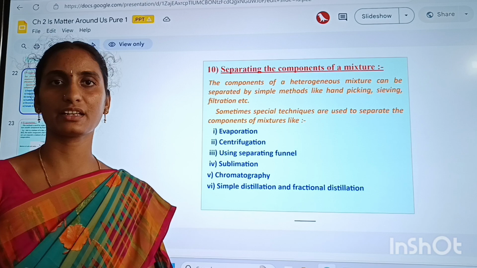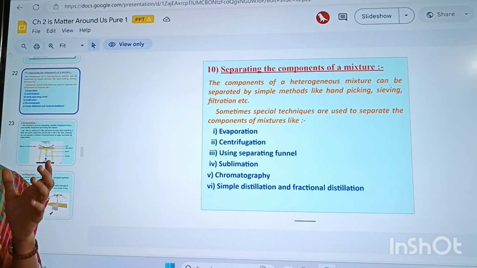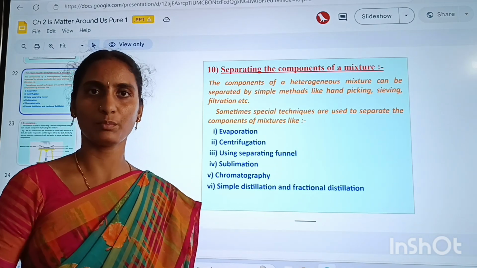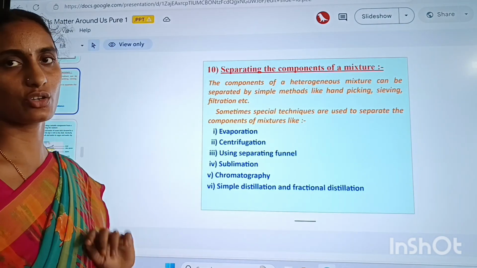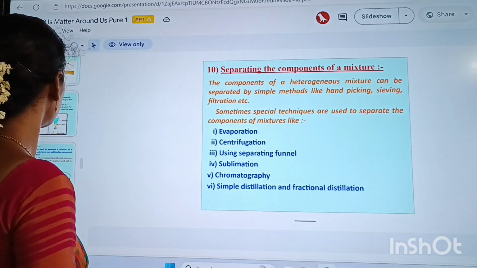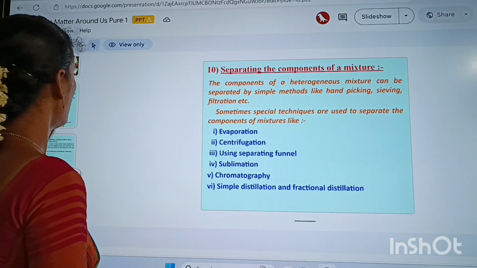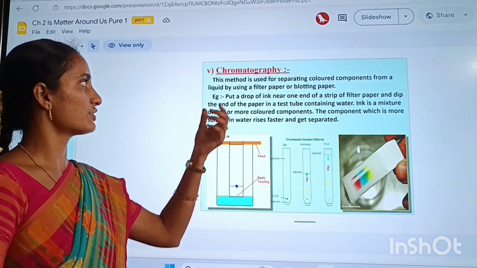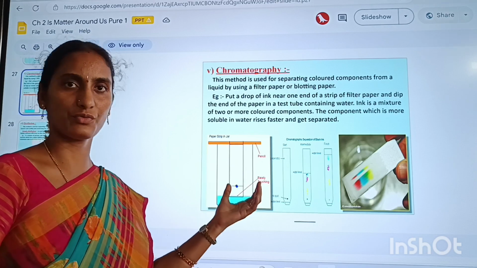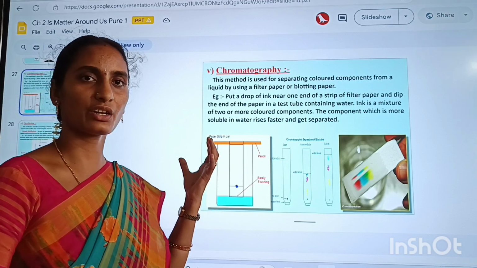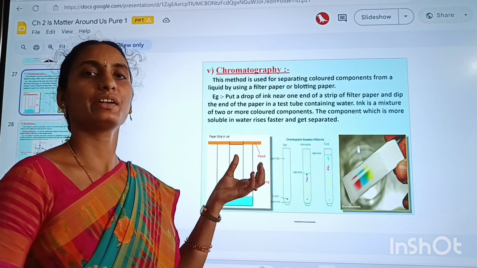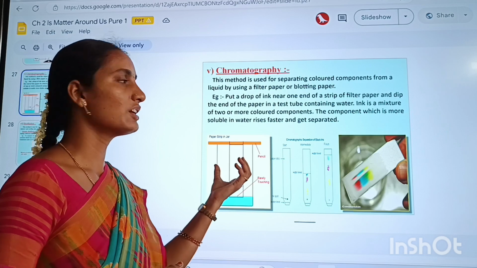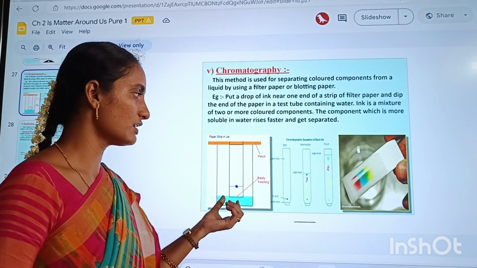This chromatography technique is also a separation technique, so that we can divide a mixture into its individual parts. This first one is the chromatography technique. We can take any type of liquid. So what are the main materials we are using for the chromatography technique? Those are the filter paper and the solution.